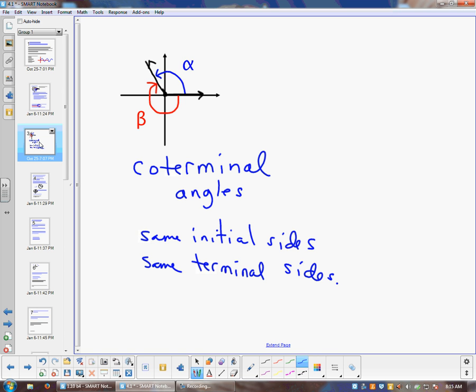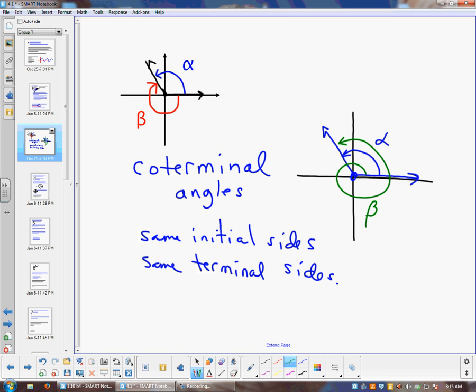I could also draw another sketch of coterminal angles. Let's say I have this angle here. That's alpha, let's say. And then I have an angle that wraps more than one time around the circle and ends up with that same terminal side, and that could be beta. So yes, angles can go more than 360 degrees in trigonometry.